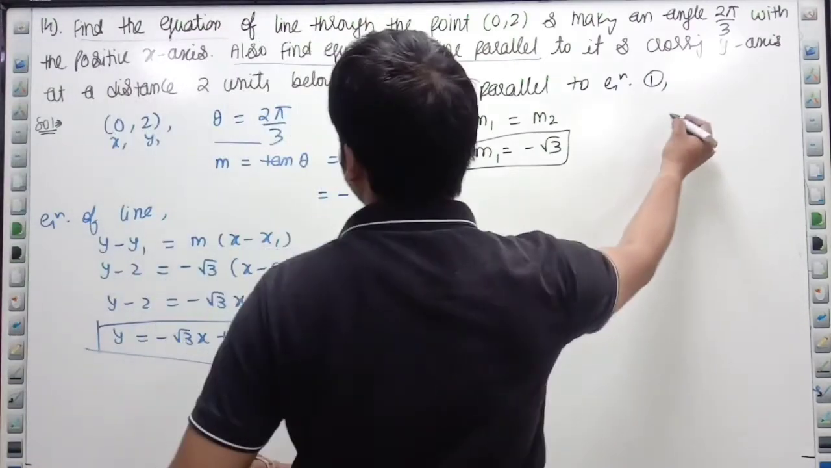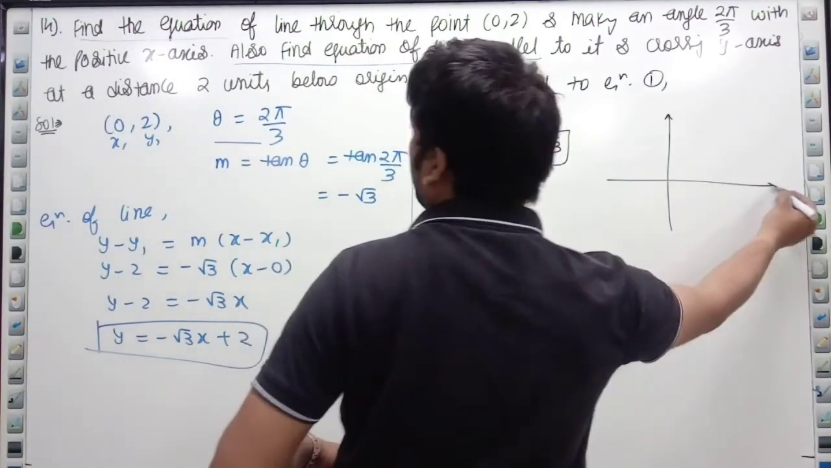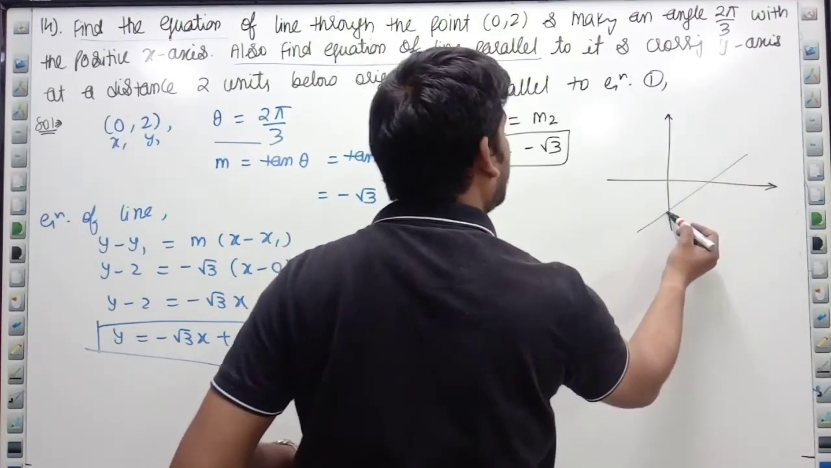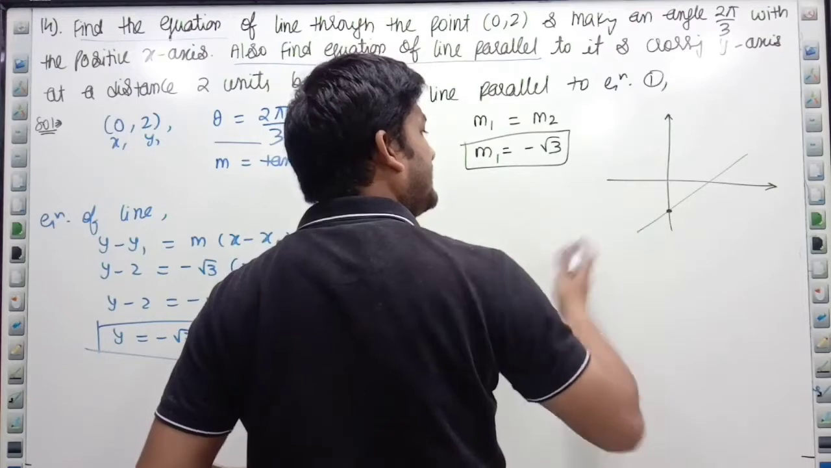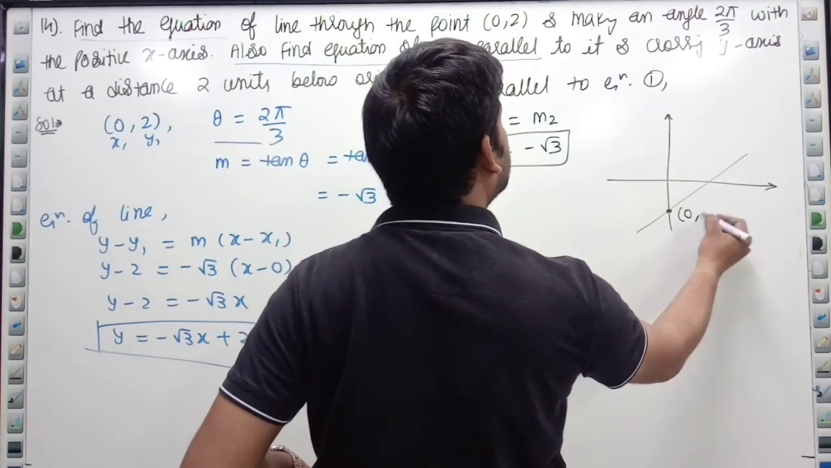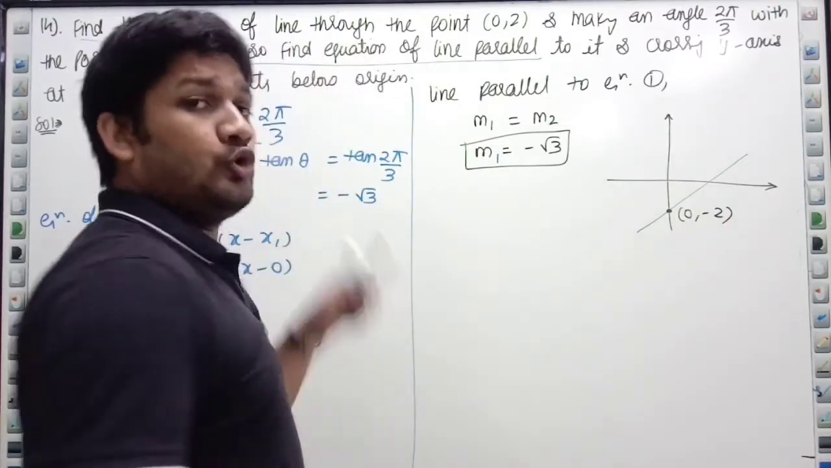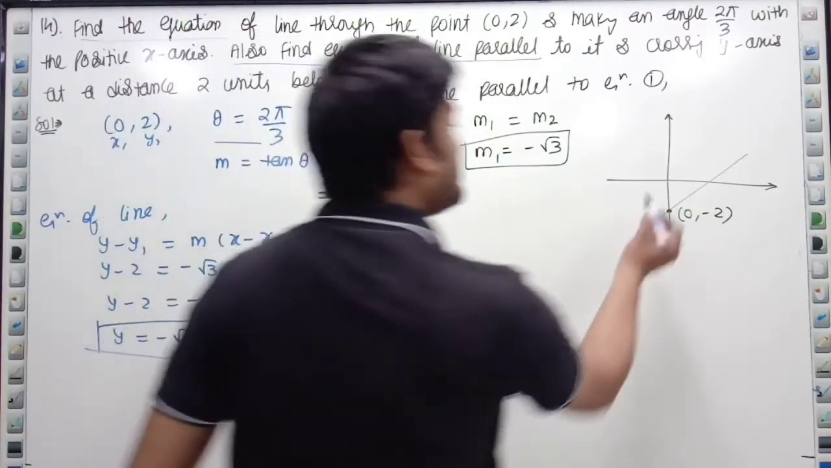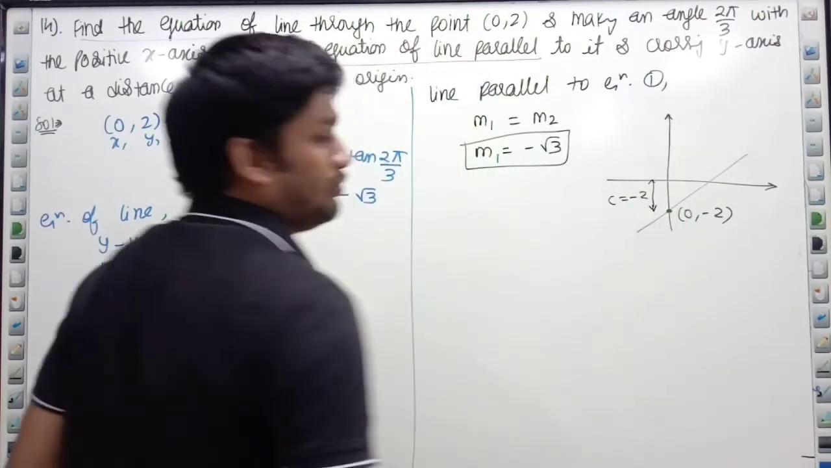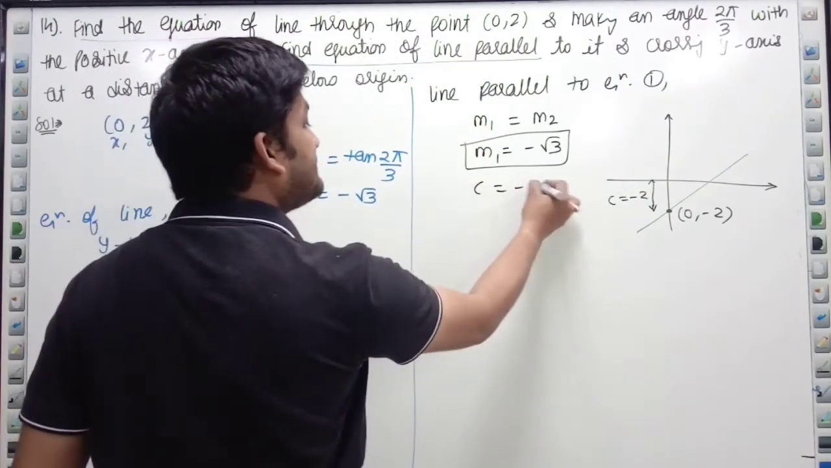And it is crossing the y-axis 2 units below the origin. 2 units below the origin means somewhere here. This is the rough diagram. Don't think that it will go in this direction, I have drawn a rough diagram. 2 units below the origin means (0, minus 2). 2 units below the origin means the y-intercept is minus 2. So you know c is minus 2.